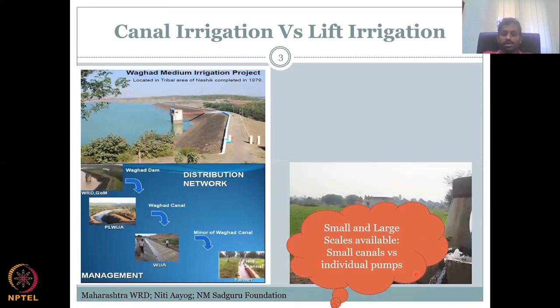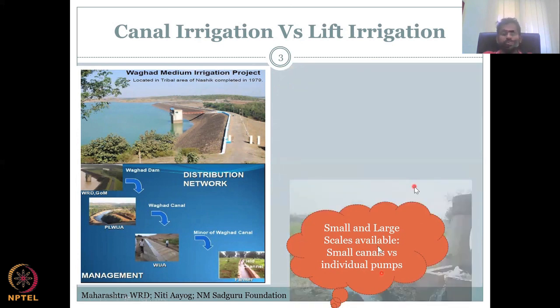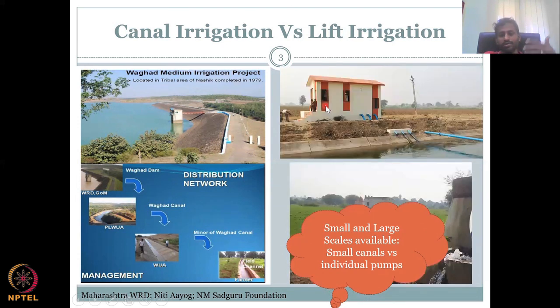Then we have this lift irrigation scheme. So in lift irrigation scheme, what happens is there is water being put into the channels, right? So you have these channels and water is put. Right next to it, there is a pump house. And in the pump house, there are some motors which are driven by different sources of energy. And they pull the water and put it into these reservoirs, which you saw in the previous, and supplies the water to the field. Now, these can be both small and large scales available.